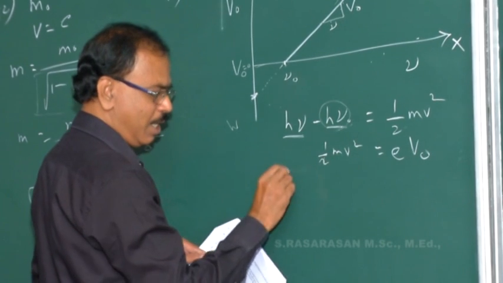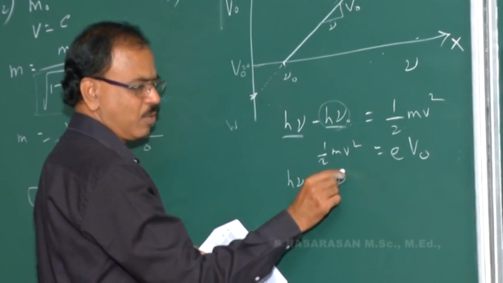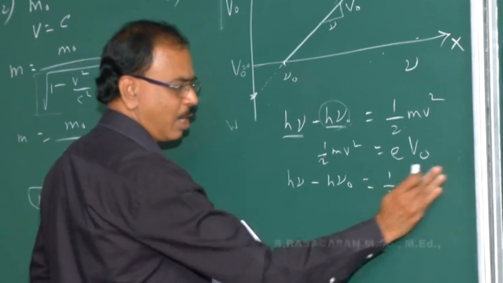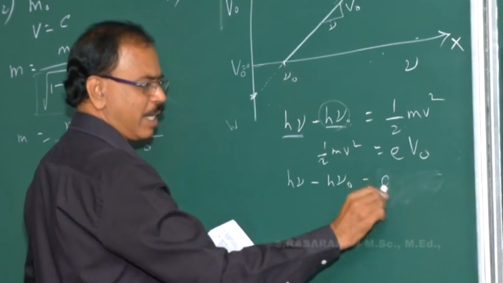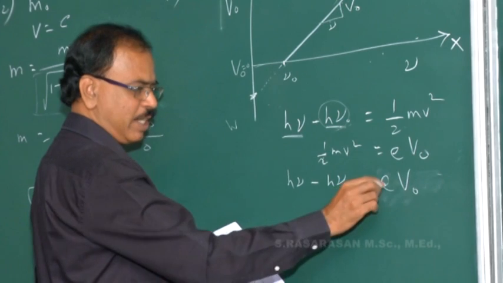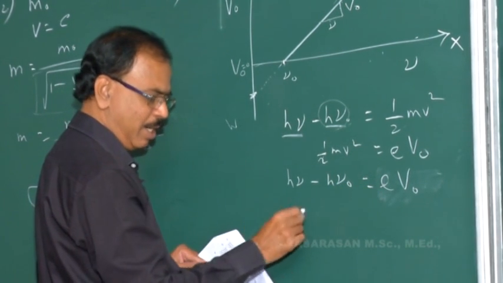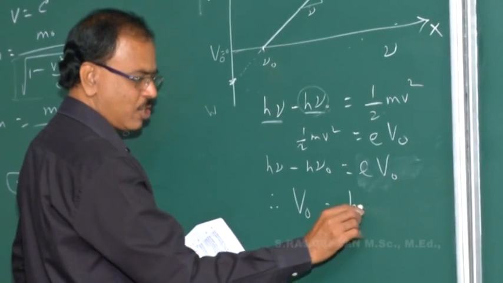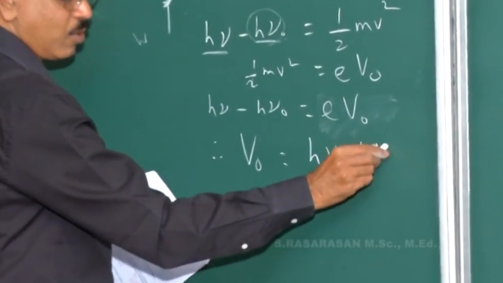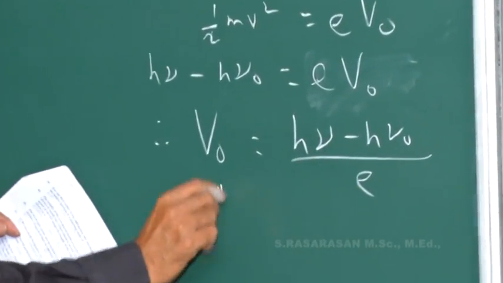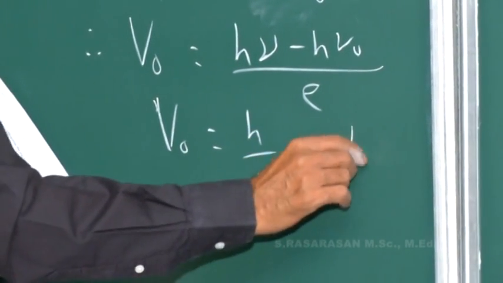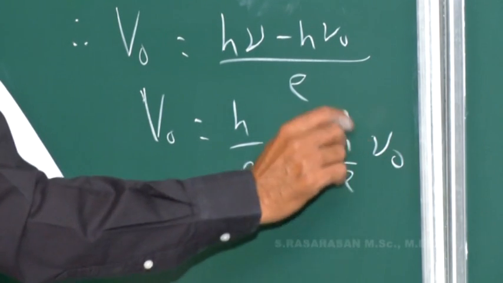இதுக்கு பதிலா அது போடலாம். So h nu minus h nu naught is equal to half mv square. Sorry, half mv square instead of that one e v naught. So e v naught எடுத்து எழுதினேன். H nu minus h nu naught by e, or v naught is equal to h by e into nu minus h by e into nu naught.